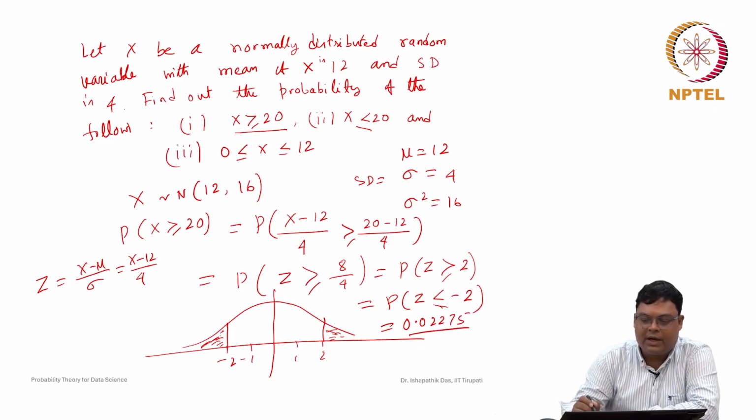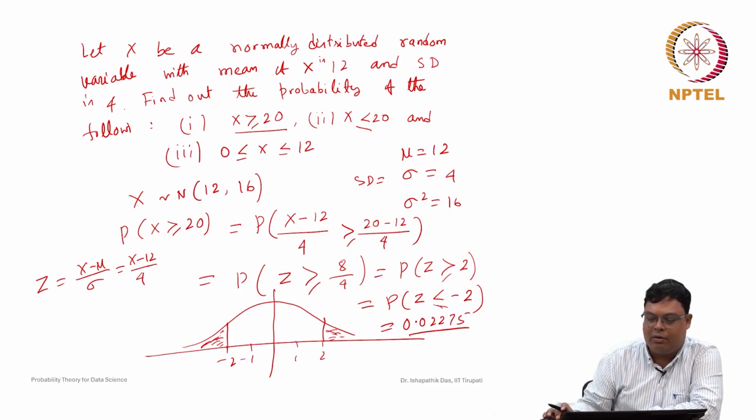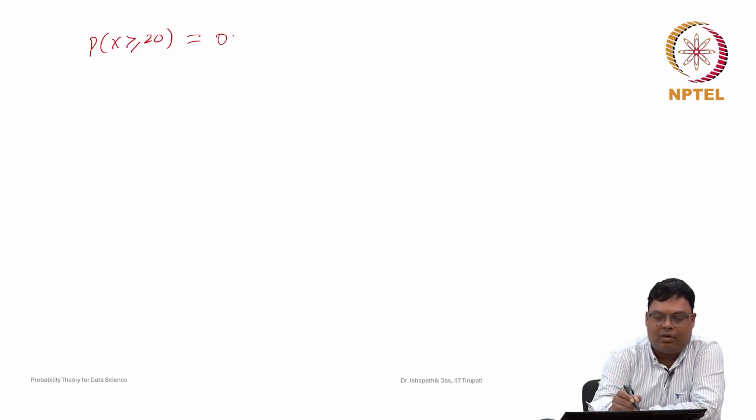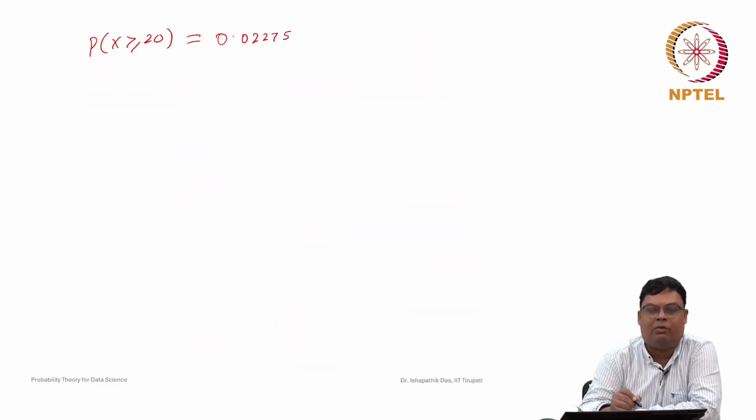Now, the next question is, what is the probability that x is less than or equal to 20? We found that the probability that x is greater than or equal to 20 is 0.02275.